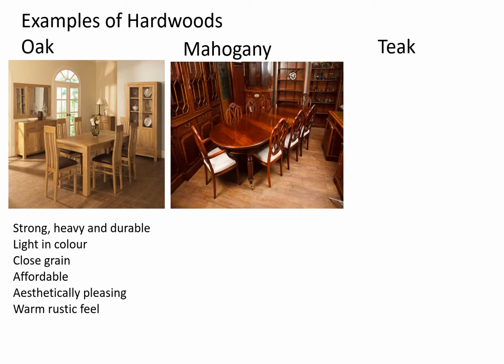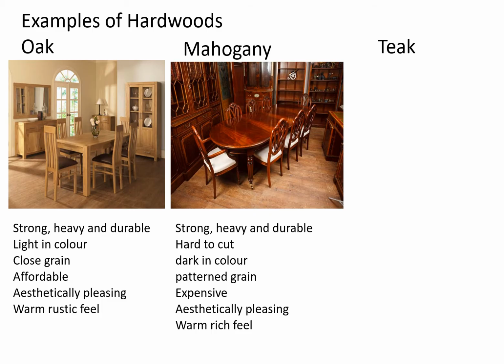Mahogany. Mahogany has a deep red or brownish colour. It's strong and heavy and very durable, but can be difficult to cut because of the grain. It is extremely expensive, but does look aesthetically pleasing and gives a warm and rich feel. This is mainly used for indoor furniture.